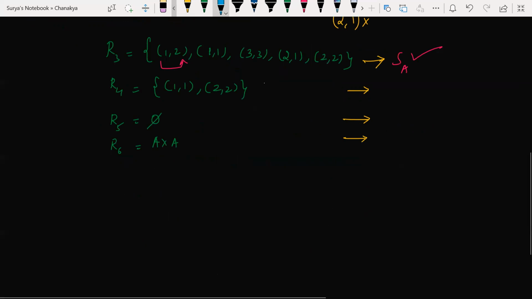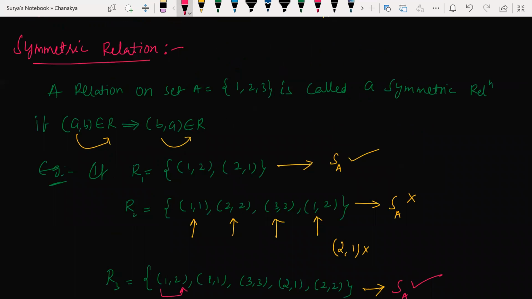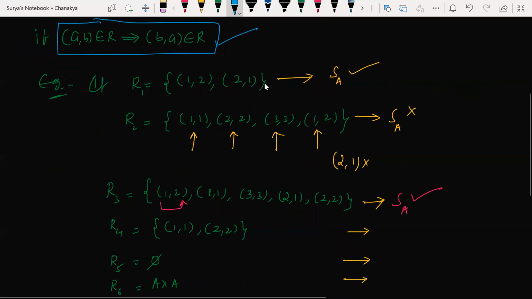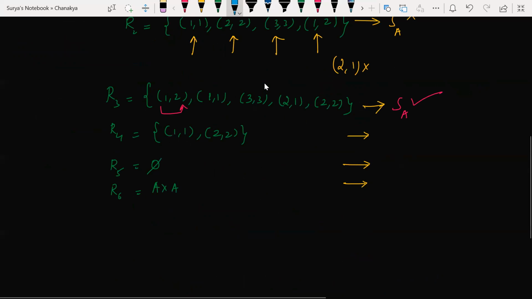No problem. Now tell me, symmetric relation is nothing but what, beta? If in any relation, if (a, b) belongs to R, then (b, a) must be in that R, then it is a symmetric relation. This is the condition for symmetric relation. Now I have given you the third relation. Check it. You have to check each and every individual ordered pair. So 1 comma 2: if I take this as (a, b), then 2 comma 1 must be there.